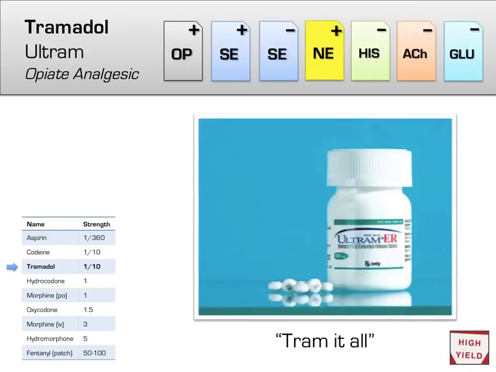The next opiate has an extensive neurotransmitter profile, which has led to the mnemonic tramadol to remind you that tramadol attempts to tram it all in. The benefit of the serotonin involvement means that tramadol has better effects at managing chronic pain issues such as rheumatoid arthritis. You don't have to memorize each neurotransmitter involved. Just know that tramadol's widespread effects make it a better choice for chronic pain.